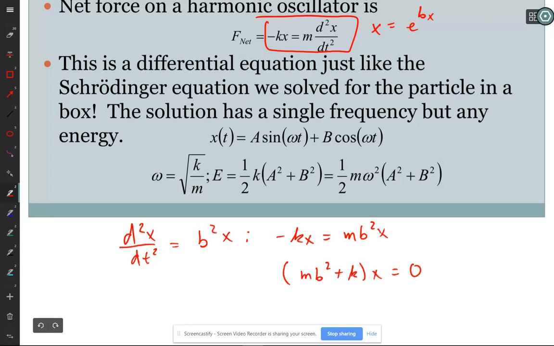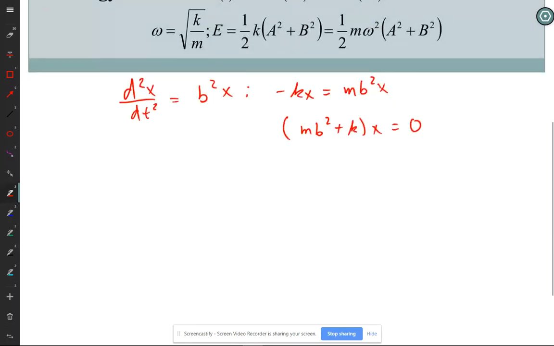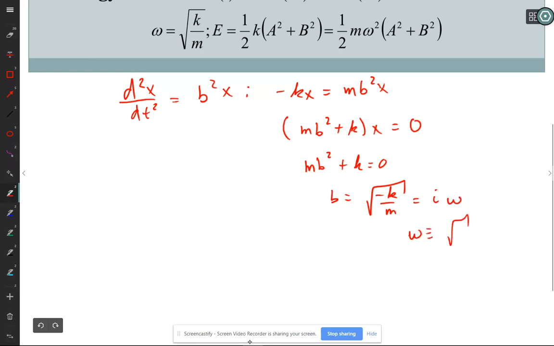So the solution is either x is equal to 0. If x is identically equal to 0, it's not oscillating, so that's the trivial solution that we throw out. Or we have to have mb squared plus k equals 0, which means b is equal to the square root of minus k over m, which we then identify as equal to i omega, where omega is defined as the square root of k over m. So note we instantly have just one frequency.